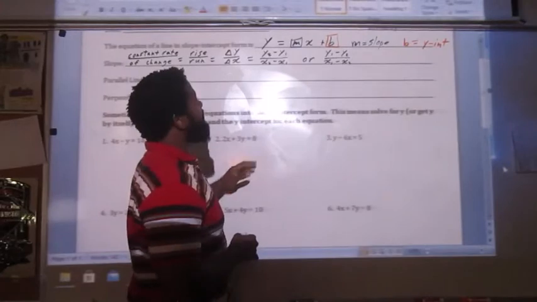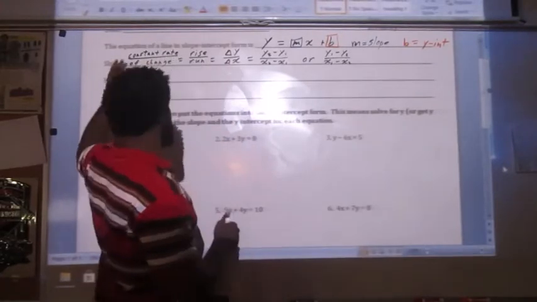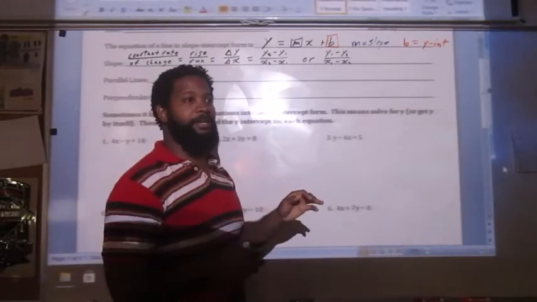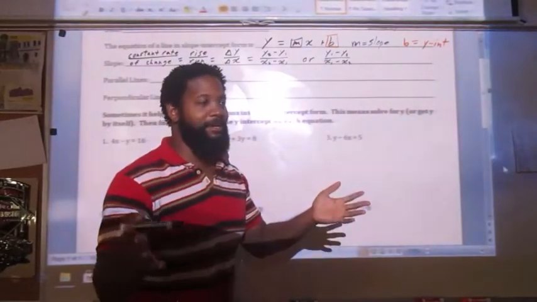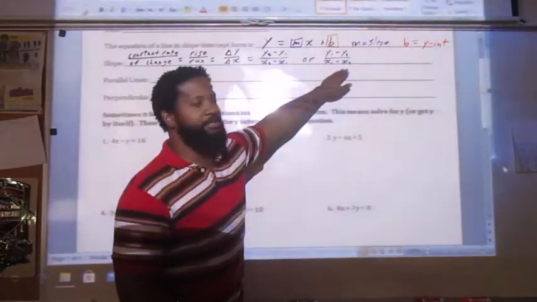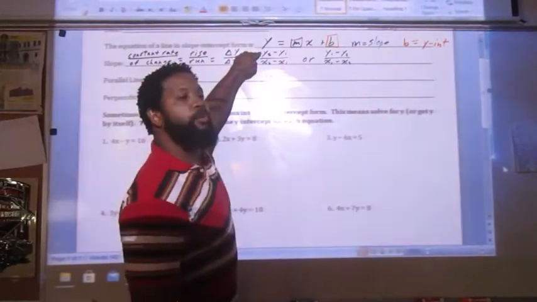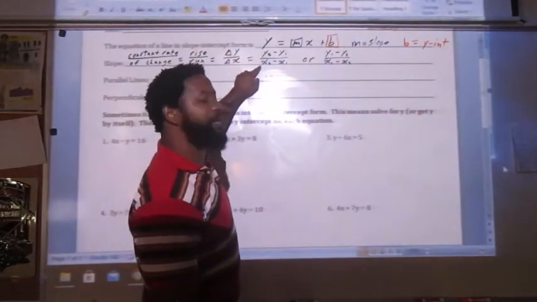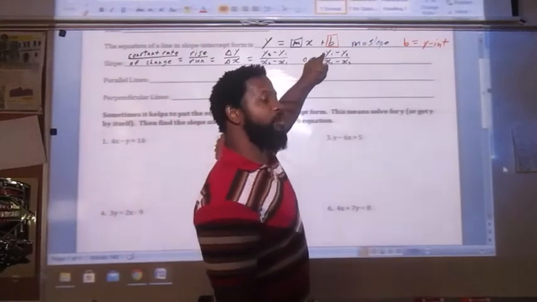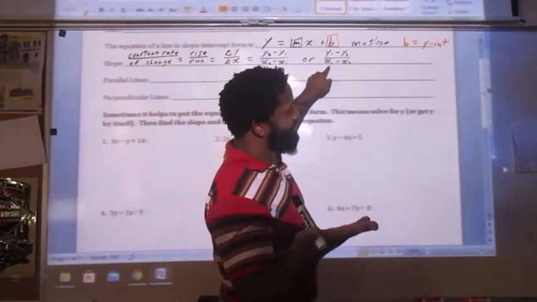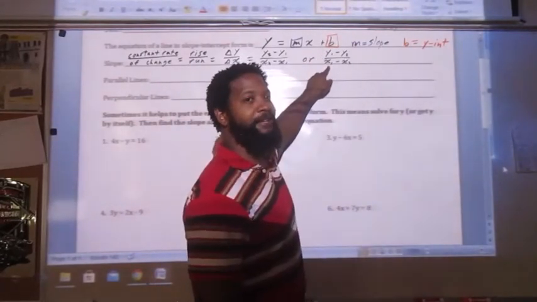Looking at this, this is the main definition of slope, okay? The main part that y'all need to pay attention to are these two right here. Here's the reason. If you start with y2, you must start with x2. If you start with y1, you must start with x1, okay?